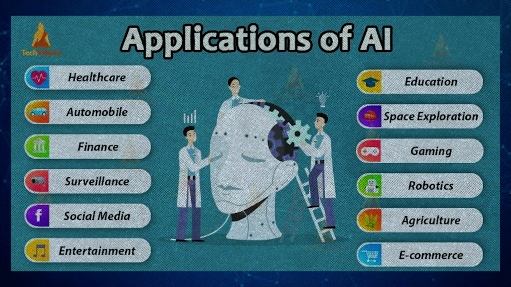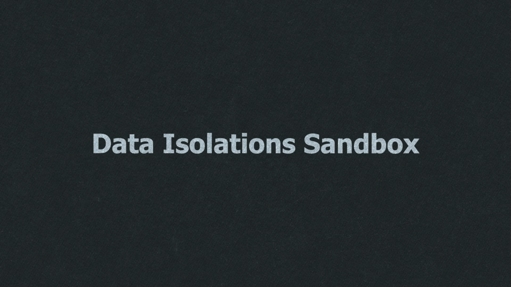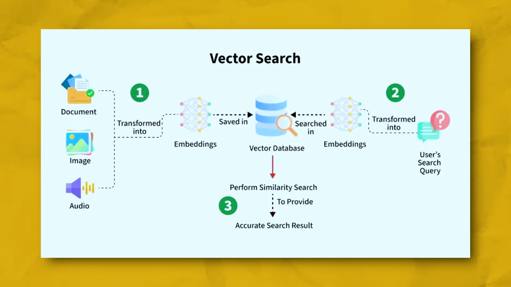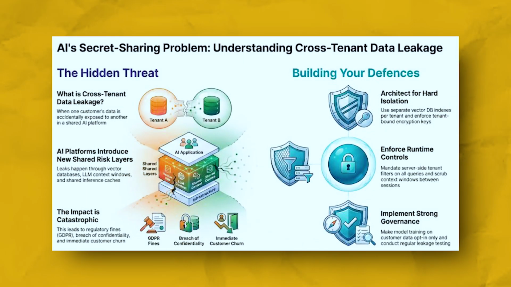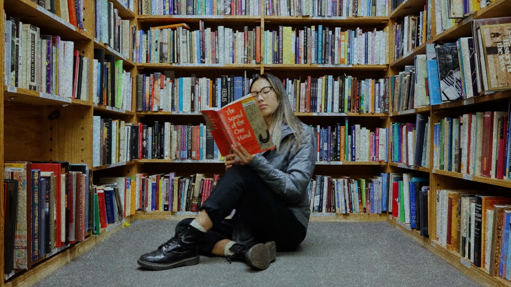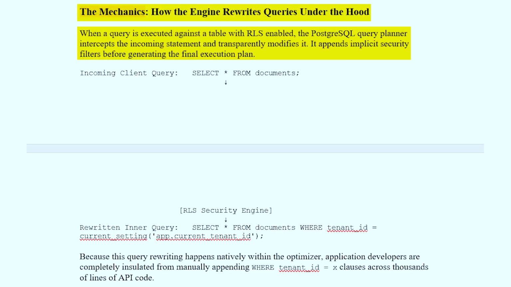In multi-tenant AI applications, RLS is a critical architectural pattern. It establishes a data isolation sandbox that prevents LLM orchestrators, vector search functions, and chat APIs from accidentally bleeding data across tenant boundaries or prompt injection attacks or context pollution. So let's learn about the mechanics of how the Postgres engine rewrites queries under the hood.